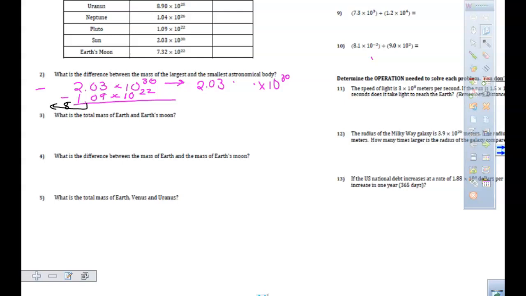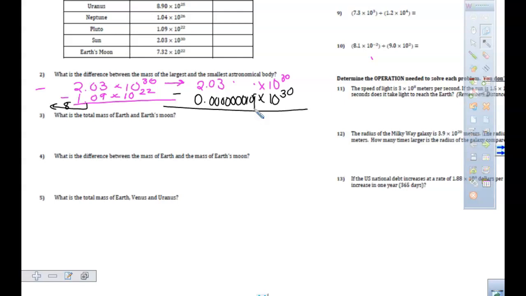Make sure that when I do this subtraction, I need this to be times 10 to the 30th, because we cannot add or subtract unless they have the same power of 10. Once they have the same power of 10, then we can subtract. So in this case, I need to move this over 8 places. Including the 1, I should have 7 zeros. So 1, 2, 3, 4, 5, 6, 7, 109.